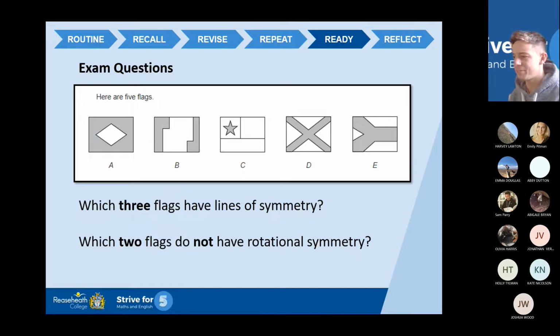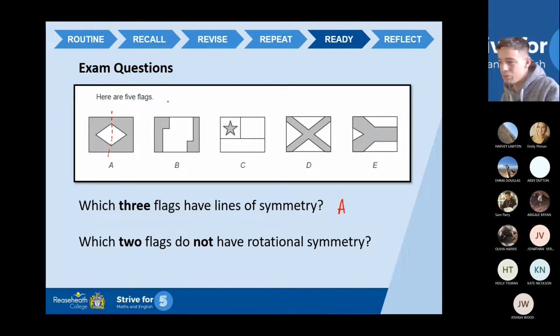Right, here are 5 flags. Which 3 flags have lines of symmetry? So which of these flags can I cut in half or in diagonals potentially to give symmetry? Well, there's definitely A. I could cut A in half down the middle and that would be 1 line of symmetry, okay?